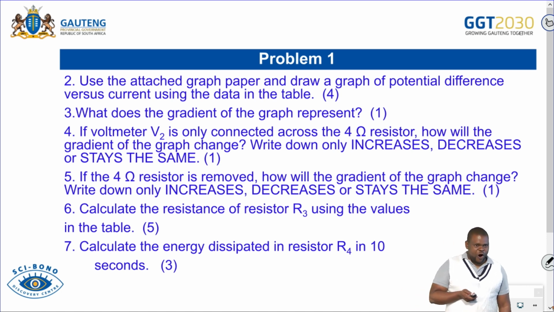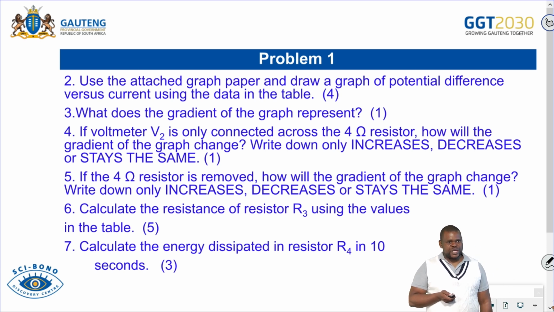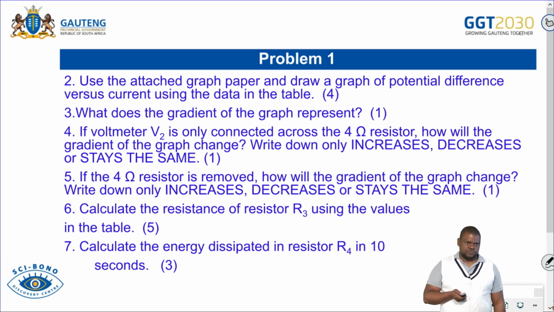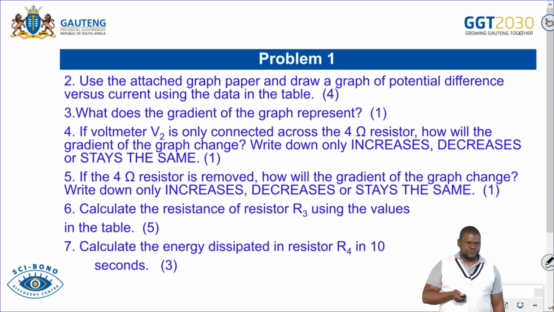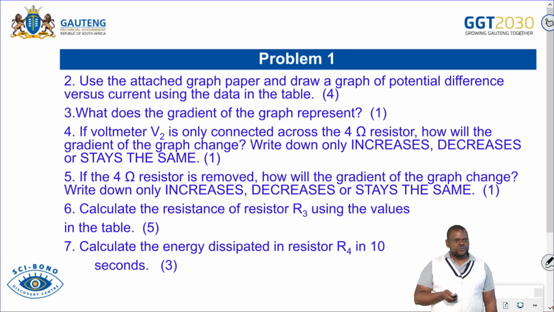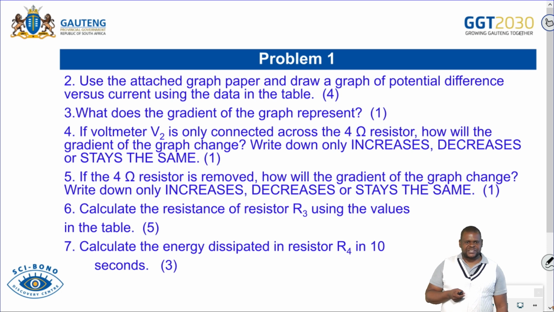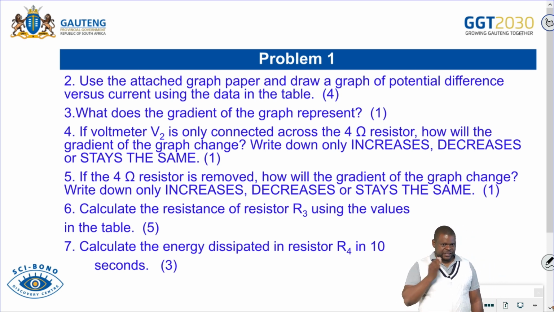Okay. Number four, if the voltmeter 2 is only connected across the 4-ohm resistor, how will the gradient of the graph change? Write down increase, decrease, or stay the same. Okay? Number five, if the 4-ohm resistor is removed, how will the gradient of the graph change? Increase, decrease, stay the same.